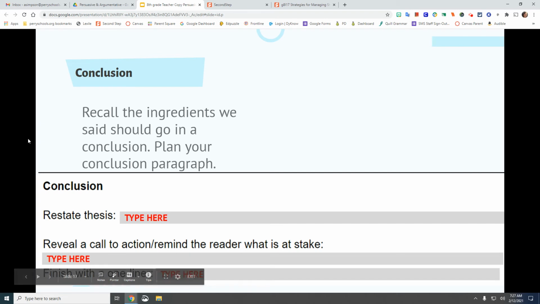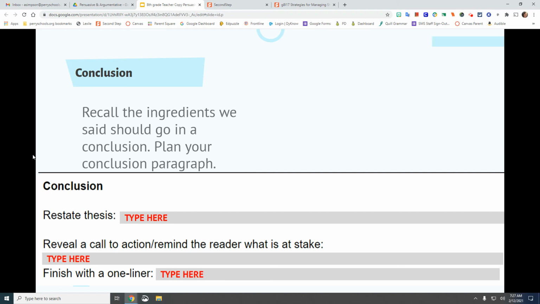Okay, conclusion. Restating your thesis, but using different words. So if we go back to the cheerleading should be a sport one. You don't use the exact same words. You have to change the words, but it should say the same thing. It should mean the same thing. So then you reveal a call to action. What do you want the reader to do or not do after reading your paper?